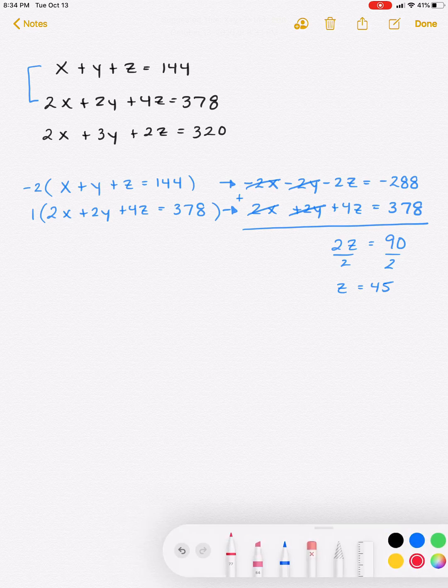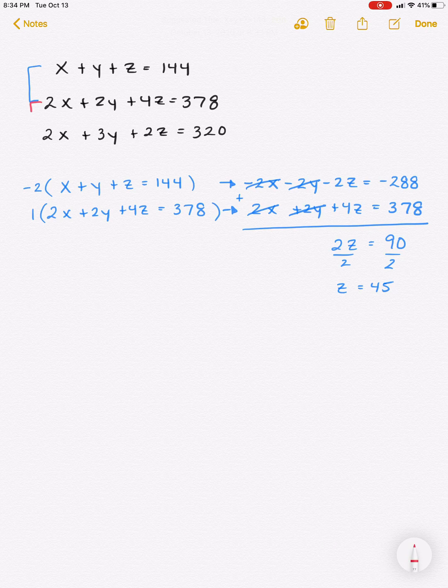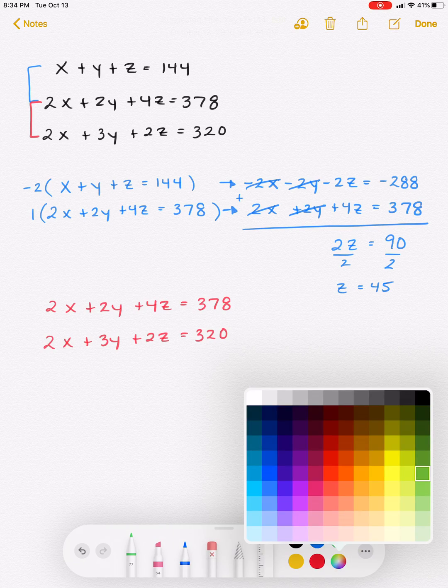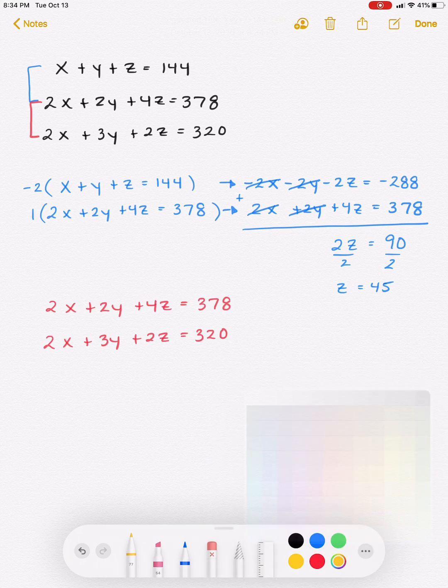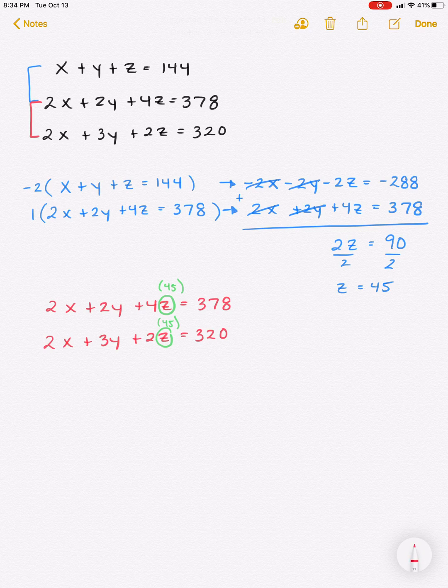Now the second thing that I am going to do is use the second and the third equations. 2x plus 2y plus 4z is equal to 378. 2x plus 3y plus 2z is equal to 320. And since we already know what the z is going to equal, what I can do is plug a 45 into this z, and plug a 45 into this z, and then we'll have a two-variable system. So let's keep going, and let's see what this is going to look like.